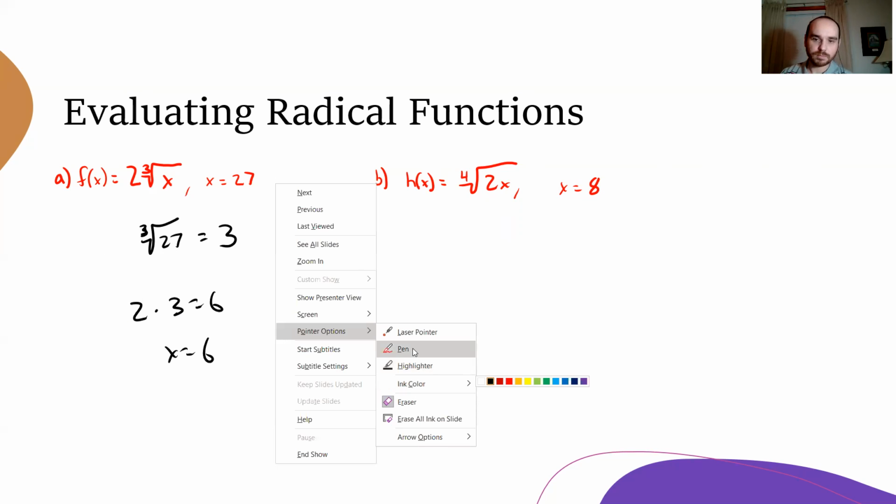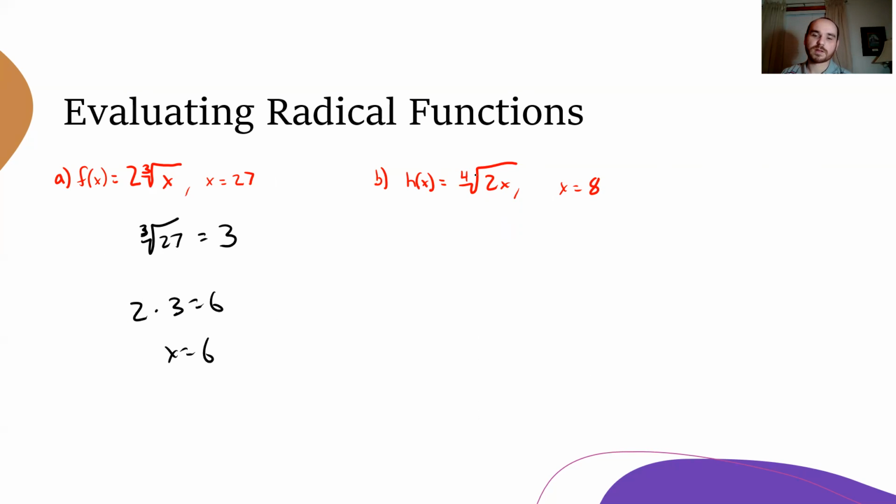The next one, though, we have the 4th root of 2x when x equals 8. So all we do, we plug in 8. That gives us the 4th root of 2 times 8, which is equal to the 4th root of 16. The 4th root of 16, for those of you that don't know, is 2. So the answer is 2.